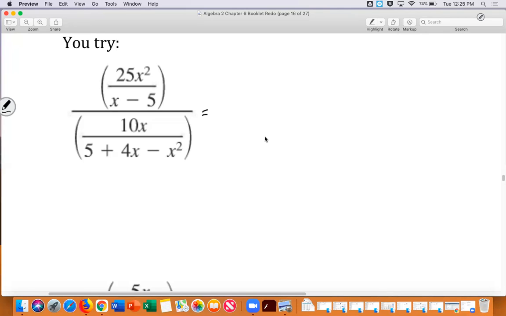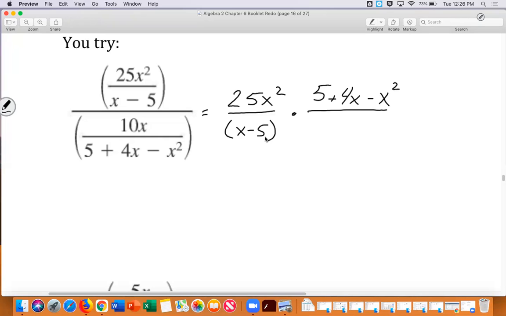Right? So we're going to have 25x squared over x minus 5 times 5 plus 4x minus x squared over 10x. We were able to write that. And then we got confused, right?